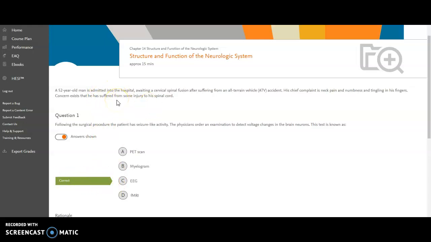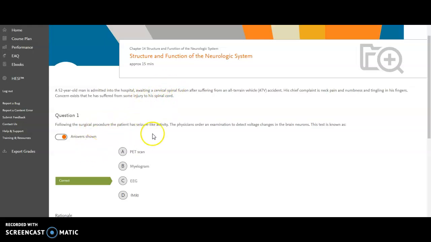So the first one, it's giving us a 52-year-old man. He is awaiting a C-spine, that's what we call that, so that cervical spinal fusion, from suffering an ATV accident. He's complaining of neck pain, numbness, and tingling in his fingers. So automatically your brain is thinking that everything is not communicating well. If it's not communicating from his fingers all the way up to his brain and then going all the way back down, that's why we're experiencing that numbness and tingling. So we're trying to see if he's suffered that spinal cord injury.